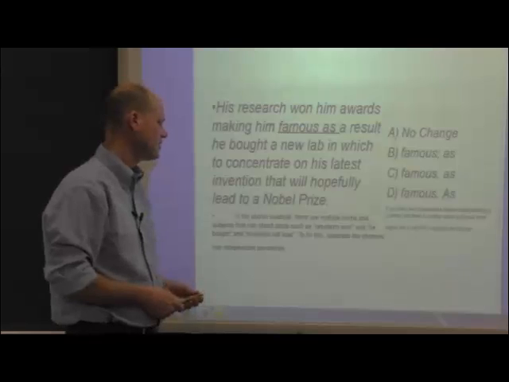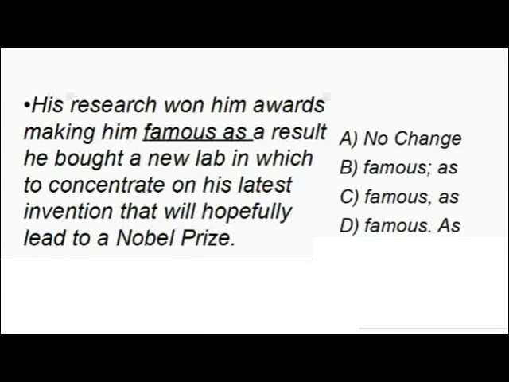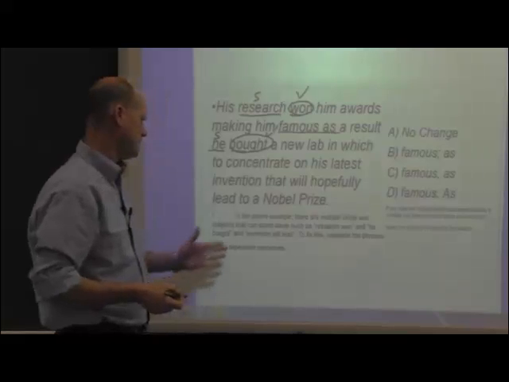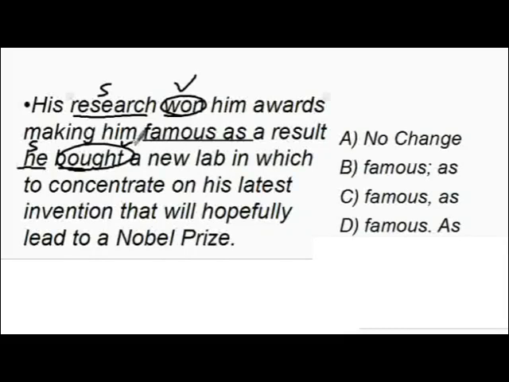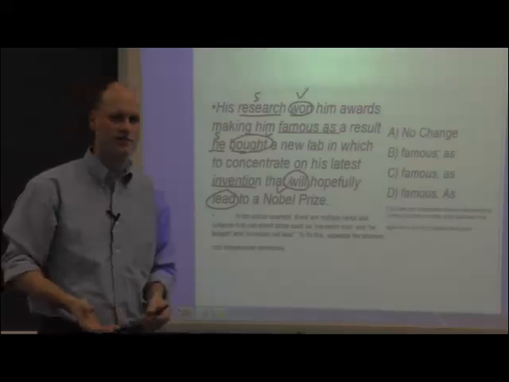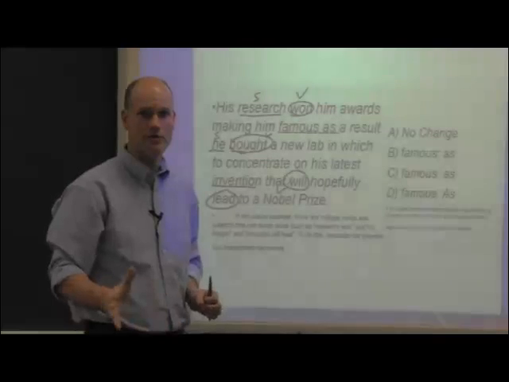Let's take a look at it. There are multiple verbs and subjects that can stand alone, such as "research won." All right, so we have the verb won, what won, research. What else do we have? He, right? Bought. Once again, we have he as a subject and bought as a verb. They can stand alone. An invention is another noun. Will lead is another verb. So we have three different subjects and verbs within this selection. We can probably then say, ooh, we got a run-on.